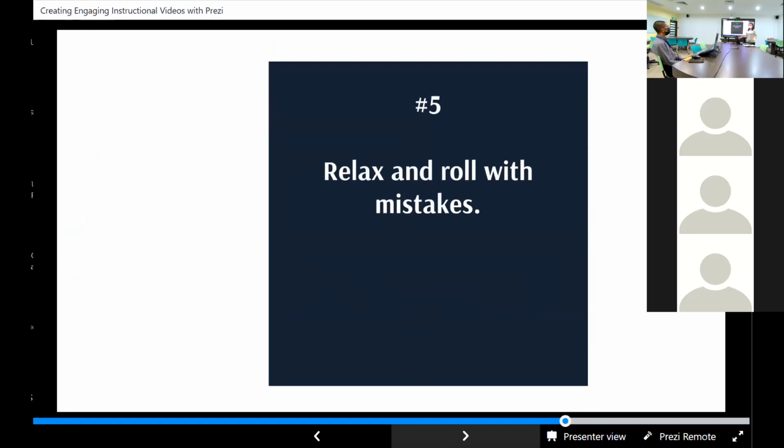Last one. Relax, and just roll with mistakes. Never mind. It's okay. It's normal that sometimes we fumble, we say the wrong thing. Remember just now I said, like in your classroom, sometimes we say the wrong thing and then we just say it again, right? So it's okay, never mind. Like I said, we are not making Hollywood movies. We are not making that kind of videos.